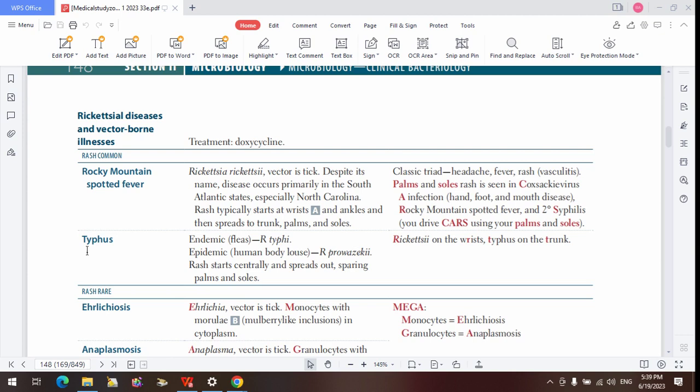So how did they start? They will start from the trunk and spread out to the extremities. So that is a centrifugal spread. Fugal is outward, petal is inward. So the typhus will move from the trunk outwards to the extremities. And when they get to the extremities, they don't affect the palms, they don't affect the soles. So those are the typhus.